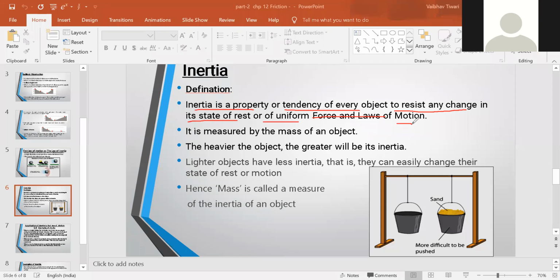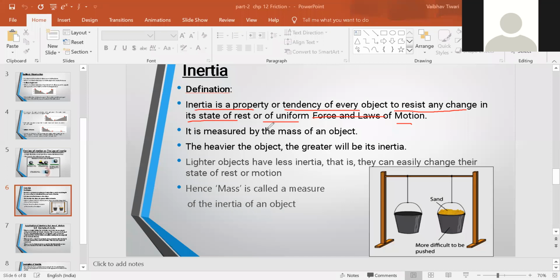It means that every body resists any kind of change. If a body is at rest, when a force is applied on it, it will try to oppose that force. It will try to stay in the same position. And if a body is in motion, it tries to stay in motion. Okay, this is the definition. It will become clearer once I give you the examples.